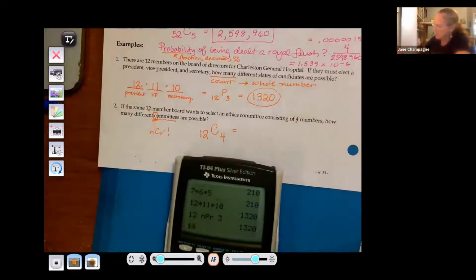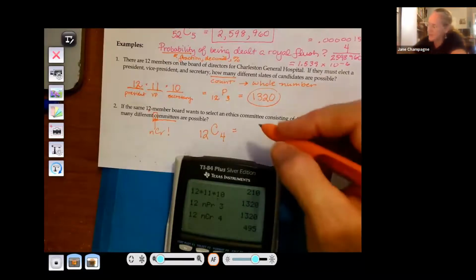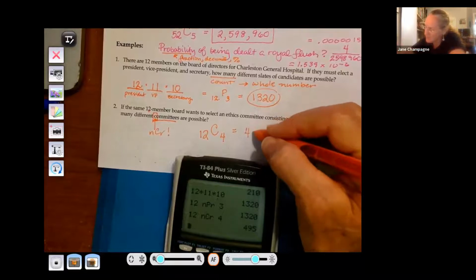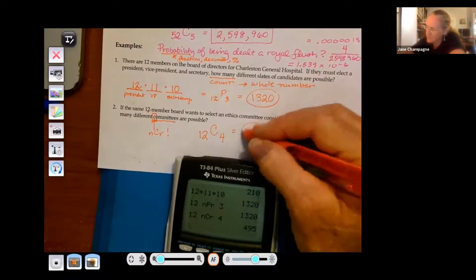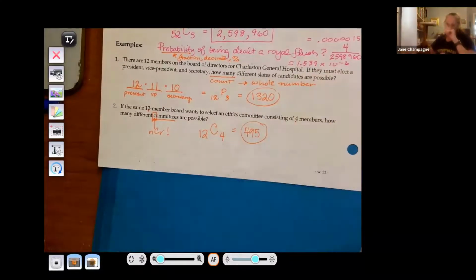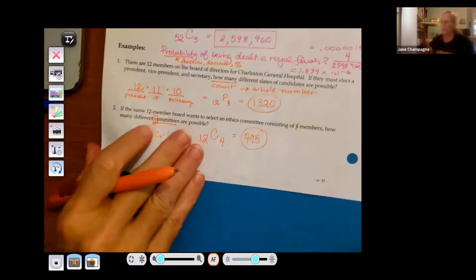12, PRB, nCr, 4, 495. Next page. Number 3.